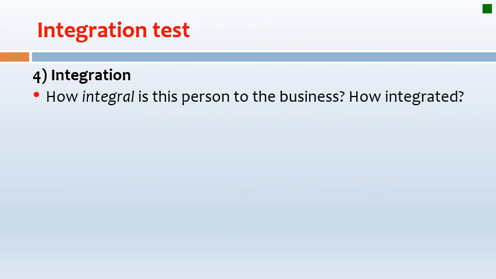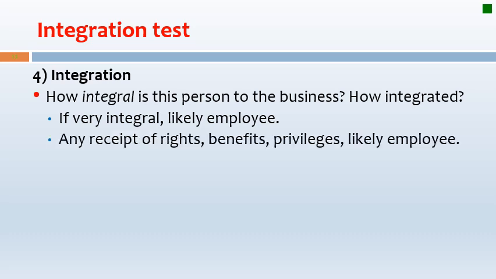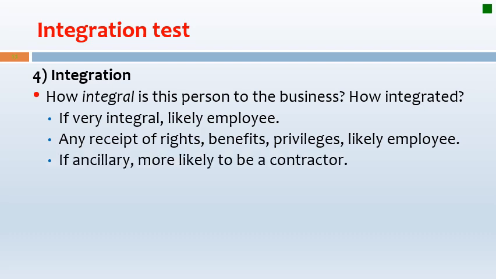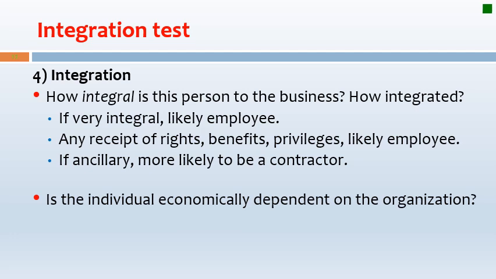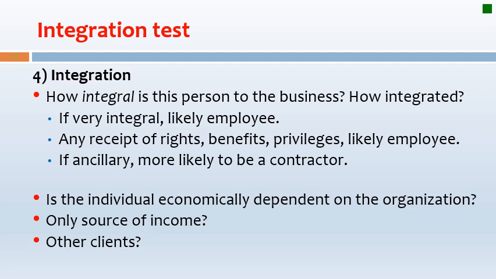This final test considers how integral an individual is to a business. The higher level of integration an individual has with a business, the likelier they are to be an employee. This would include any receipt of workers' economic rights or privileges or benefits. If a worker was considered to be ancillary to the business and its functions, then they're more likely to be considered a contractor. Now, some other factors to be considered would be the degree of economic dependence on the organization of the individual. Is this their only source of income? Do they have other clients? Or is this business the only one? The higher degree of dependence, the more likely they are to be an employee.